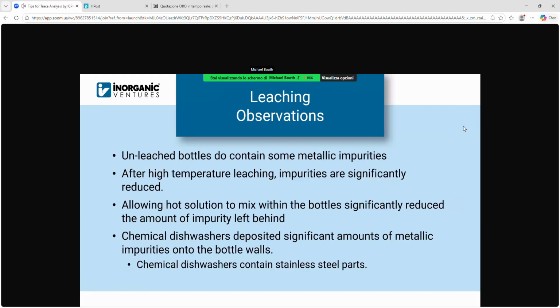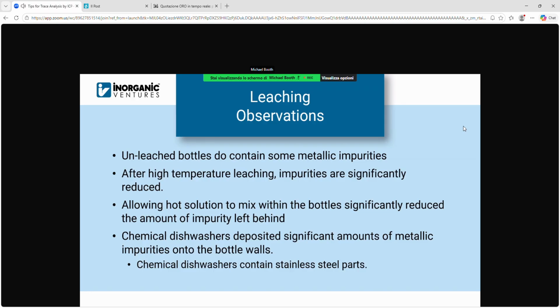All right, so I talked about leaching. So leaching observations, unleached bottles are going to contain the metallic impurity, but you can leach them to pull that stuff out. So again, I mentioned at the beginning, hot solution is going to essentially pull those contaminants out a little bit better than just room temperature leaching process will. But room temperature leaching is what we do on the majority of our bottles. The next couple slides, I'm going to go into that process and kind of describe how you can do that for your containers in your laboratory.